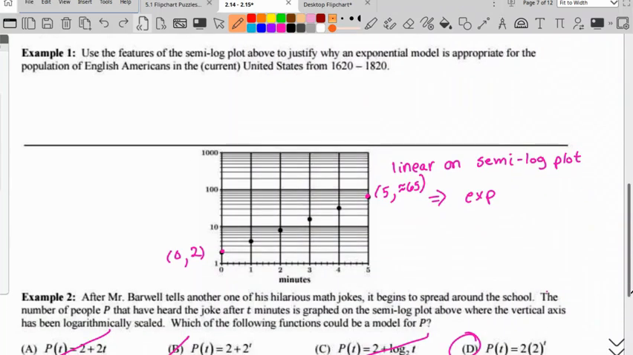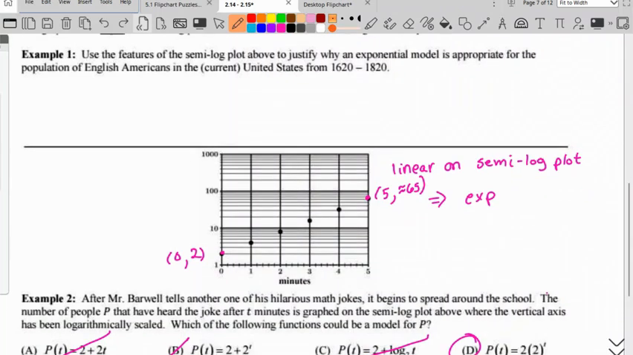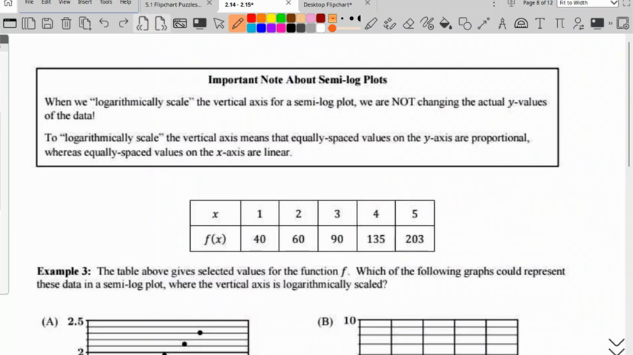All right, so here we go. Example 1. Use the features of the semi-log plot. Wait, am I on the... Oh, did I just read through that? Sorry, guys. I thought I went to the new page and all I did was scroll to the top. That's why I had to skip it all because it was all recap. Here we go. All right, we got to read through it anyway.